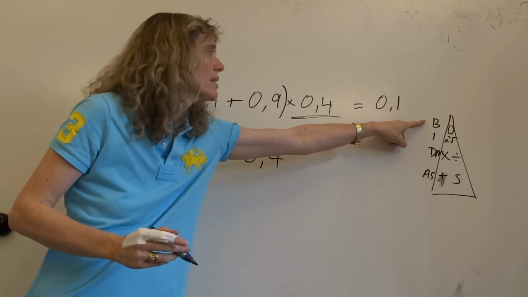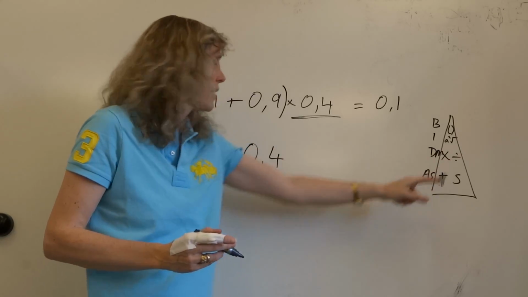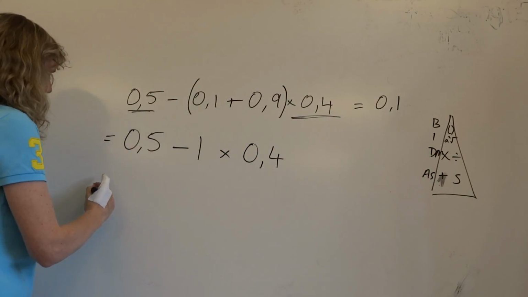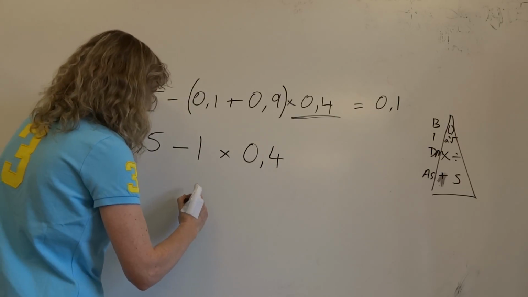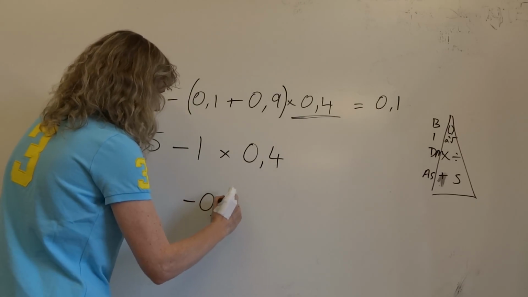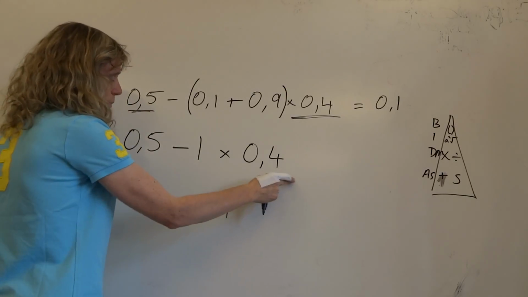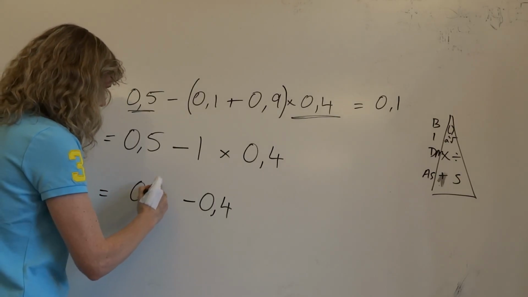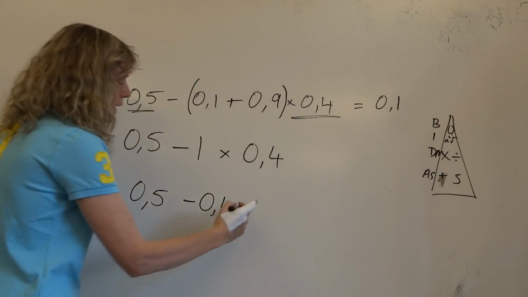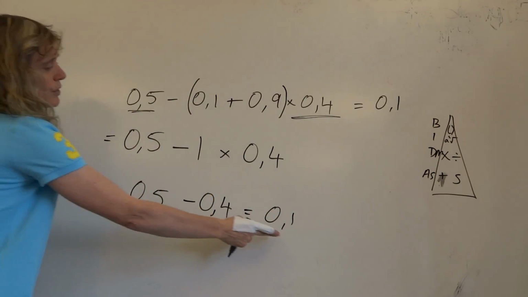So we have to do brackets first if there are any. There weren't any indices. We do have a multiply sign, so we have to do the multiplication first. Minus 1 times 0.4 is minus 0.4. The minus sign stays the same. We've got minus 1 times plus 0.4 giving us minus 0.4. So we get a half minus 0.4 equals 0.1.